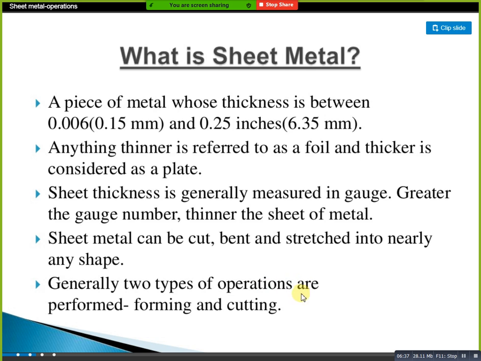Okay, generally two types of operations are performed. Generally we are using two types of operations for this purpose. One is cutting, the second one is forming. What is forming and what is cutting?